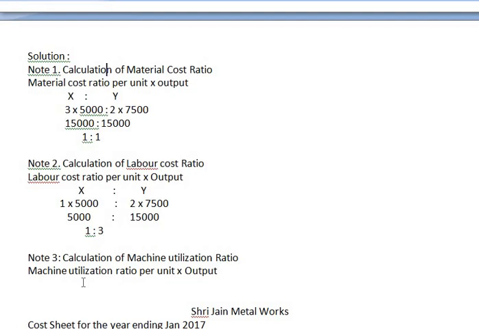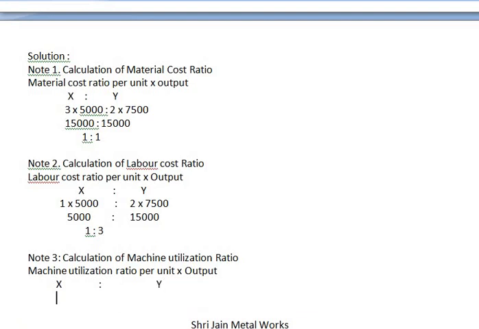Our next ratio is calculation of machine utilization ratio. Machine utilization ratio per unit, it is 1 is to 1. So here X is to Y. Now here 1 is to 1 ratio they have given, 1 into 5,000 is to 1 into 7,500. Hope everybody is understanding.